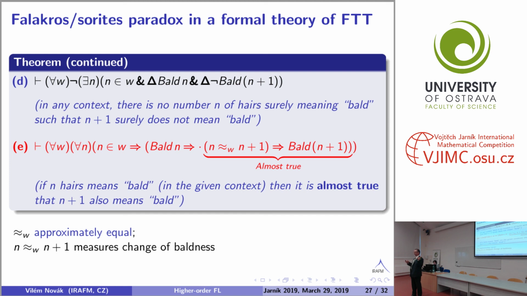So this essential implication, which was in my first slide, for all n, bald n implies bald n plus 1, is not accepted here, but is replaced by such a formula. And this characterizes the change of shape between n and n plus 1. This is a certain indiscernibility relation, fuzzy equality. In fact, this formula means that bald n plus 1 is almost true, but not precisely true, not true in degree 1. So if somebody is bald, then it is almost true that n plus 1 is bald, but not true in degree 1, as I said.